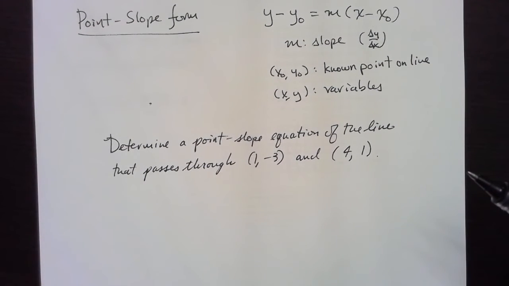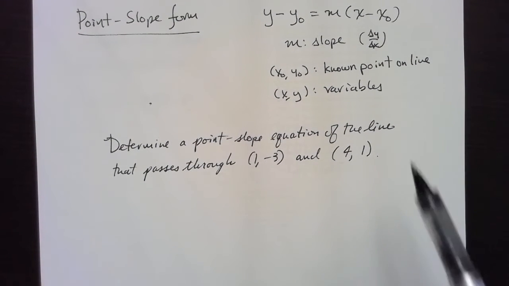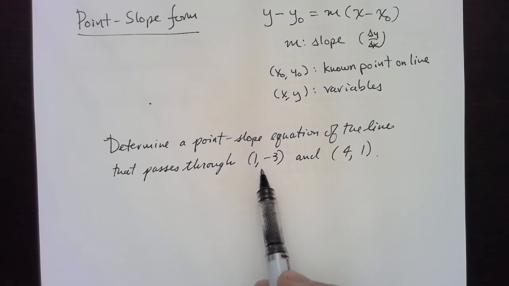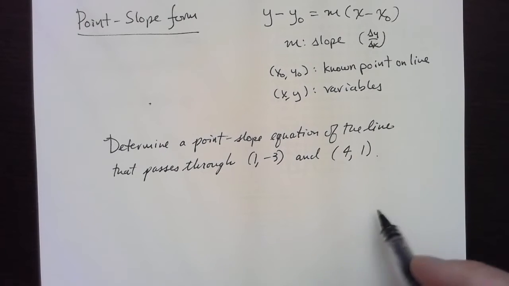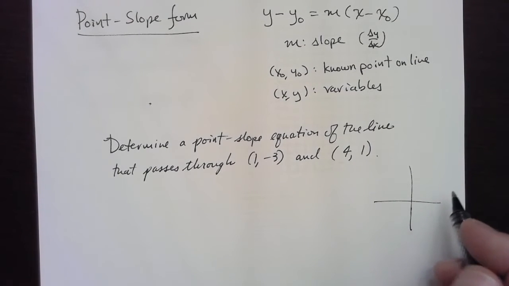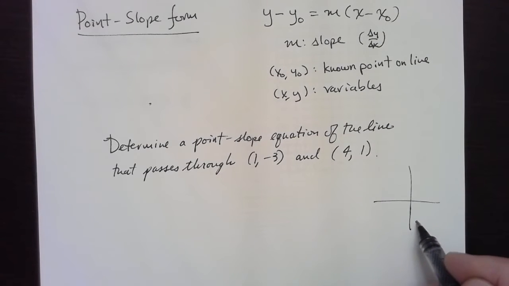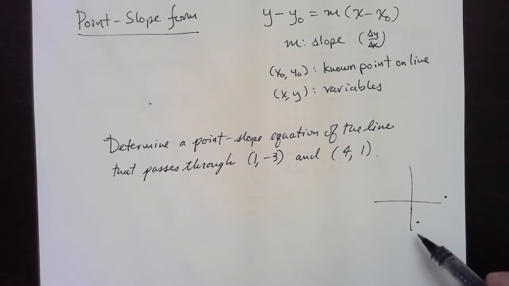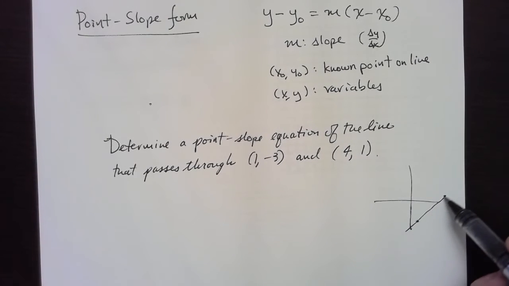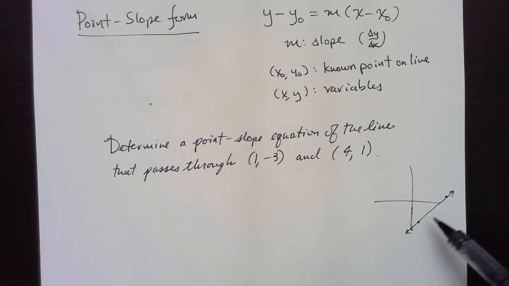So we have here, determine a point-slope equation of the line that passes through these 2 points, (1, -3) and (4, 1). We could draw a sketch of the line. We got (1, -3) over here someplace. (4, 1) is over here someplace. And so it's going to look something like that. This is not necessarily drawn to scale, but at least I can tell it should have positive slope. It looks like it's sloping upwards.